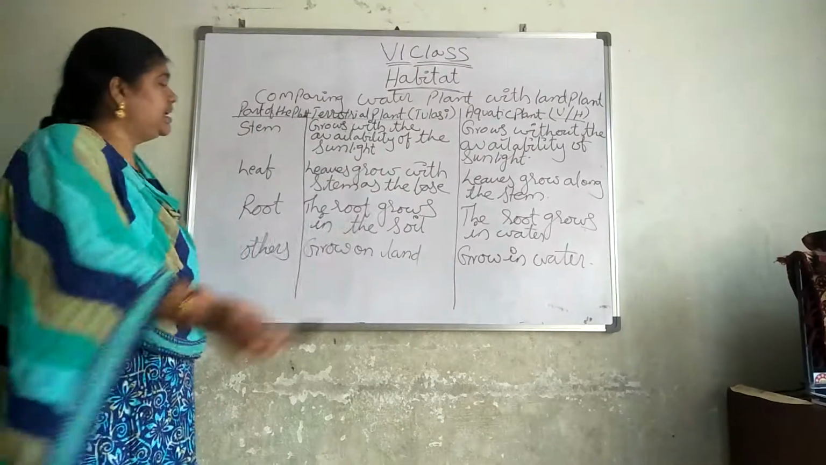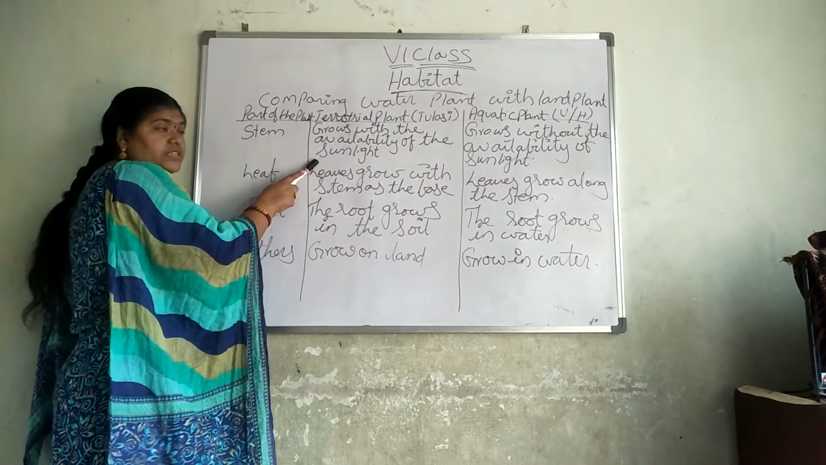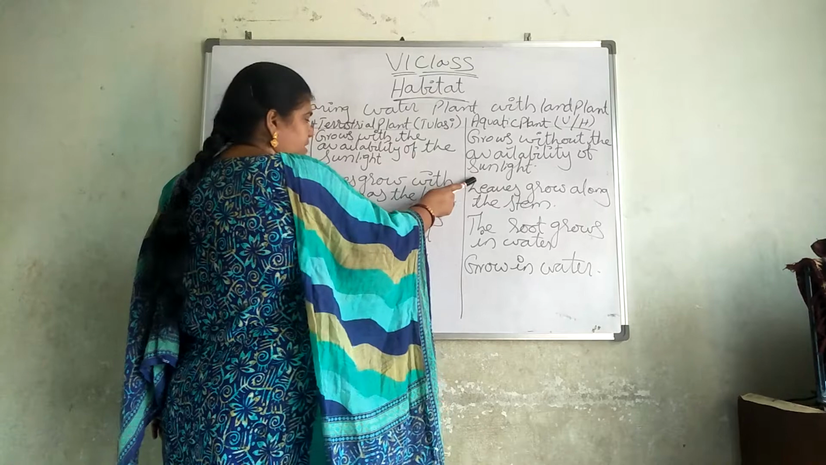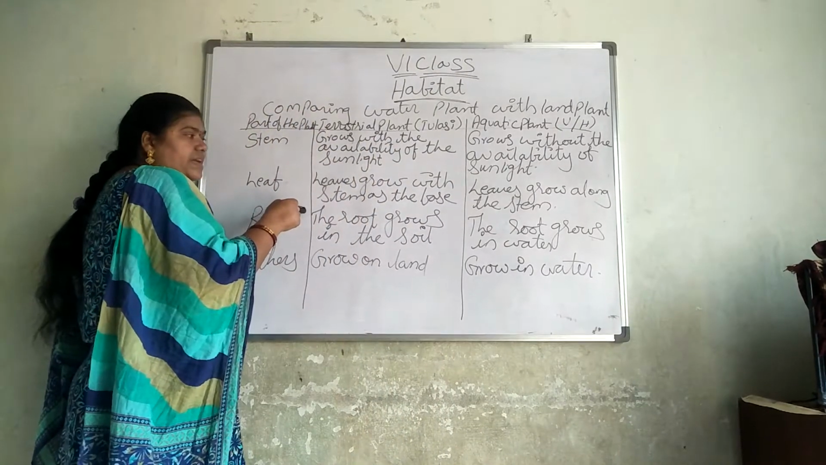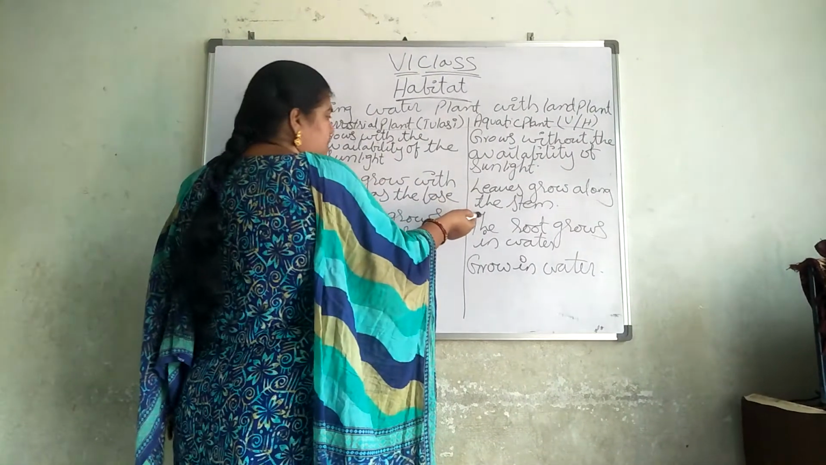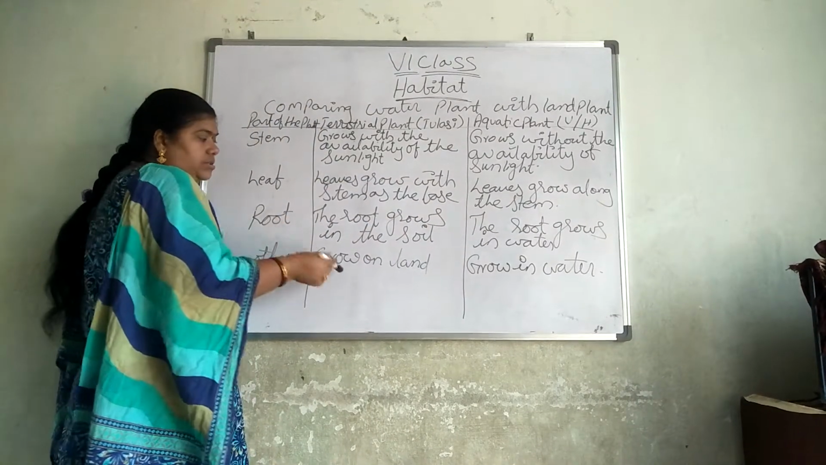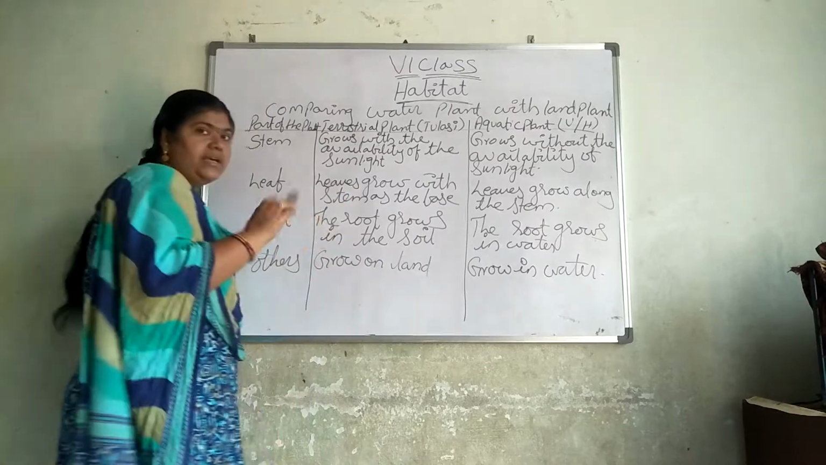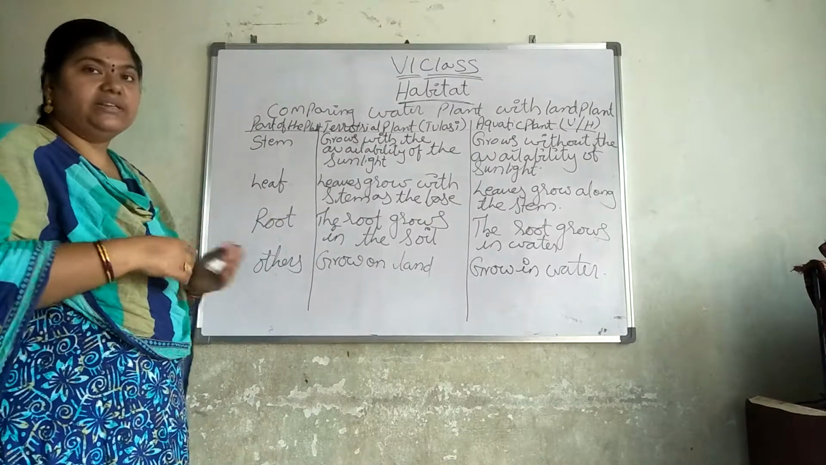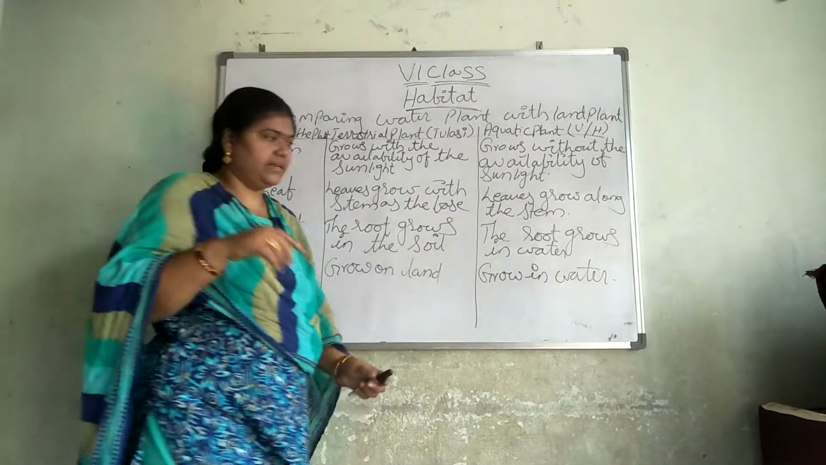The very important points are: grows with the availability of sunlight, grows without the availability of sunlight. Leaves grow with the stem as the base, leaves grow along the stem. The roots grow in the soil, the roots grow in the water. Grows on land and grows in water. These are the differences between the terrestrial and the aquatic. Next answer.